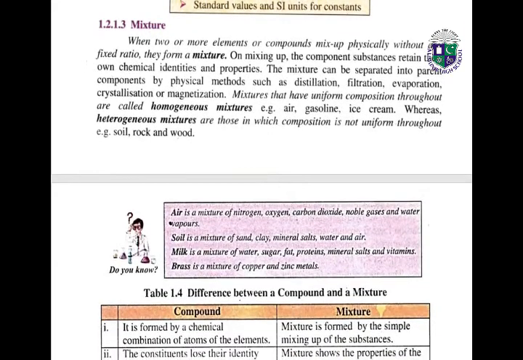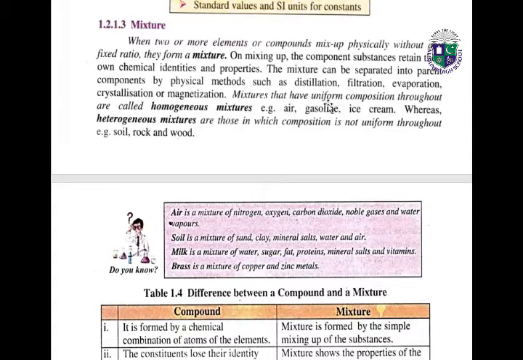Next we have the definition of a mixture. When 2 or more elements or compounds mix up physically without any fixed ratio, they form a mixture. When 2 or more elements or compounds mix up physically without any chemical reaction, they form a mixture. So a mixture can be separated into its parent components by physical methods. What are these physical methods? Yes, we have discussed these physical methods in our previous classes: distillation, filtration, evaporation, crystallization and magnetization.